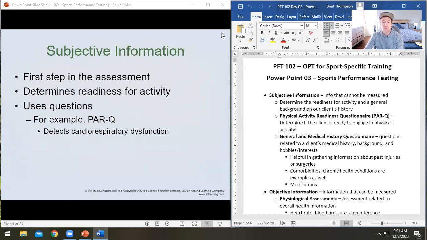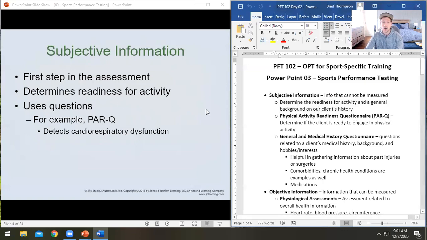So the first part of an assessment is always going to be our subjective information. This is our information that cannot be measured. A lot of times this is very, very important information, but we can't measure it in the beginning and measure at the end and look for improvement. That's not really the goal of subjective information, right?